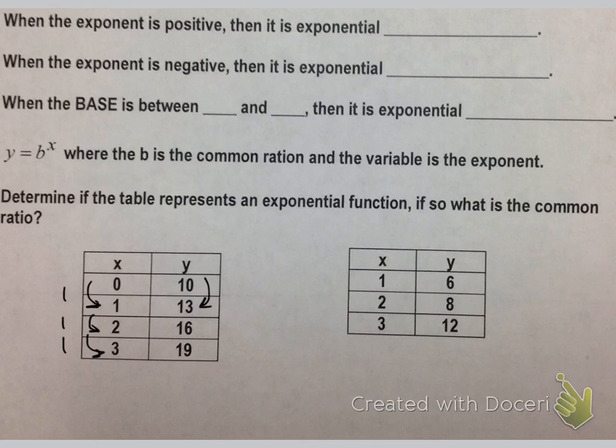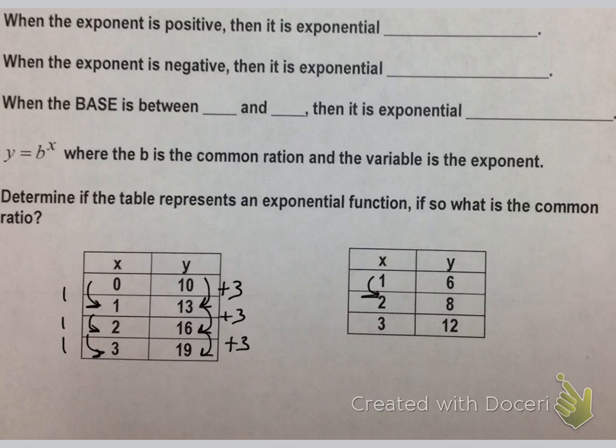10 to 13 is plus 3. 13 to 16 is plus 3. 16 to 19 is plus 3. So what is this? Linear. What kind of slope do I have? 3. Okay, so my slope is 3. Let's look at the next one.